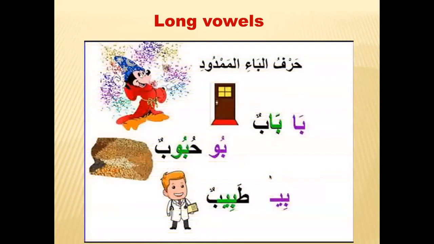Long vowels. با with long vowel فتحة. It's با. بابون. با with long vowel ضمة. It's بو. حبوبون. با with long vowel كسرة. بي. طبيبون. بابو بي.